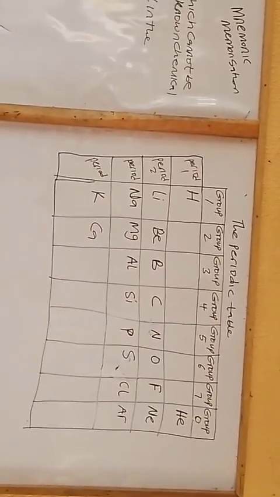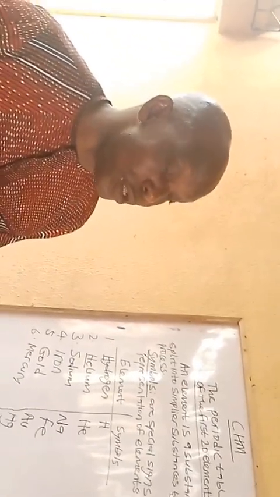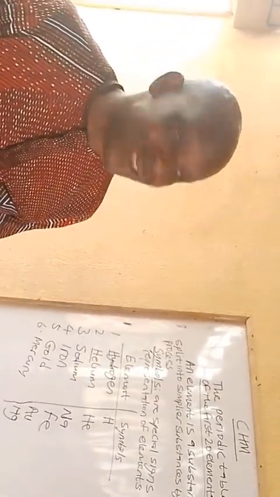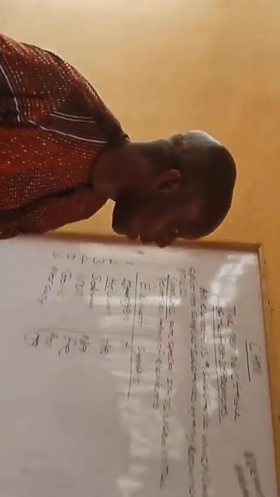Because when you are writing the elements in the periodic table, there mustn't be any mistake. Because if you introduce any mistake, it can affect the way you are going to use them to answer some questions in a future examination. So those are the first 20 elements.